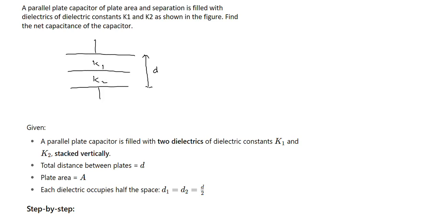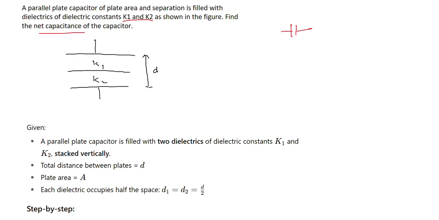A parallel plate capacitor of plate area A and separation D is filled with the dielectric constants K1 and K2, as shown in this figure. Find the net capacitance of the capacitor. You know very well the capacitor is represented by parallel plates.